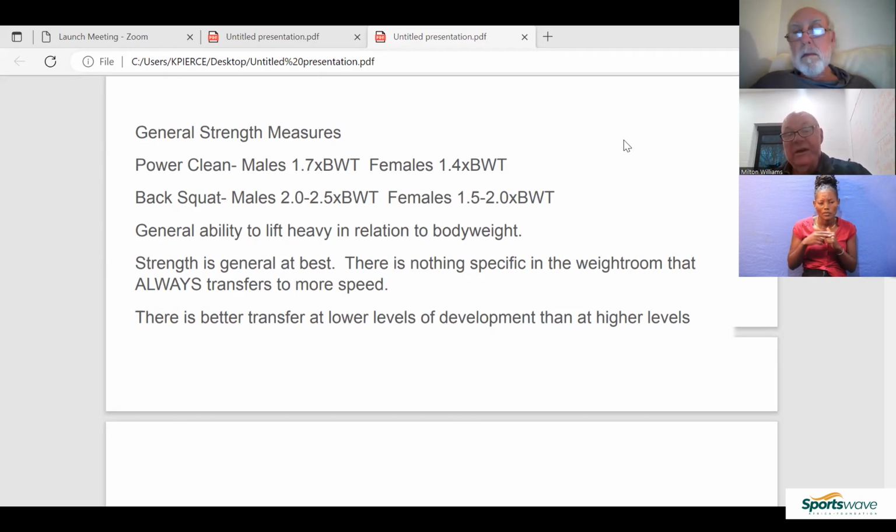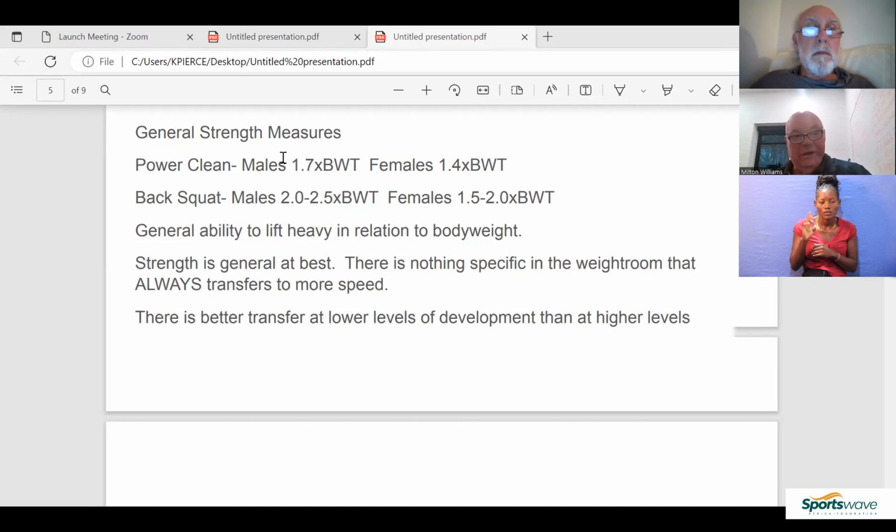he power cleaned 150 kilos. He was over double body weight in the power clean. So he was basically like a human spring. His strength to body weight ratios were so unbelievable that it enabled him to set the world record. And that's still, to this day, 25 years later, an unbelievable performance.